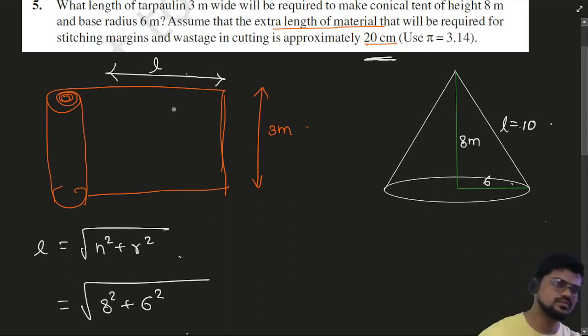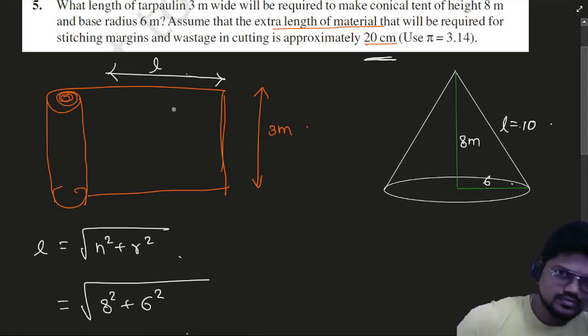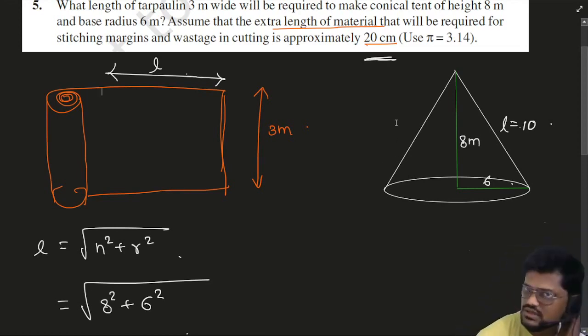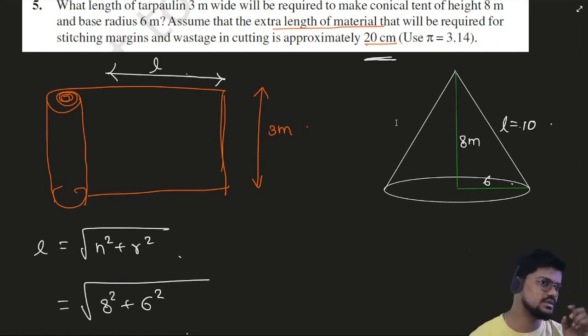Assuming the extra length of the material that will be required for stitching, margin and wastage in cutting is approximately 20 centimeter.